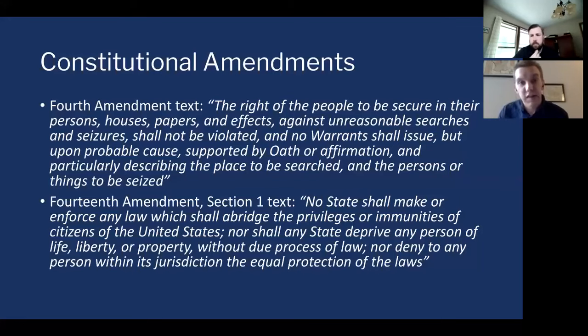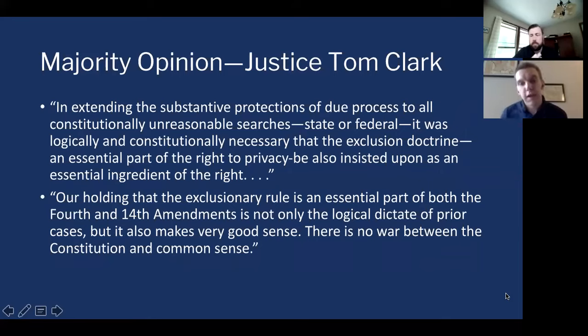So Justice Tom Clark wrote the majority opinion. We have some quotes from him here that really, I think, showcase his thinking behind his ruling. The first one talks about how strong the connection is between the exclusionary rule and the Fourth Amendment. He argues that since the Fourth Amendment has already been incorporated, it's an essential part of the right to privacy, which is what he deems the exclusionary rule.